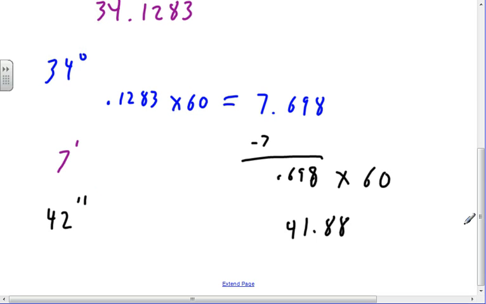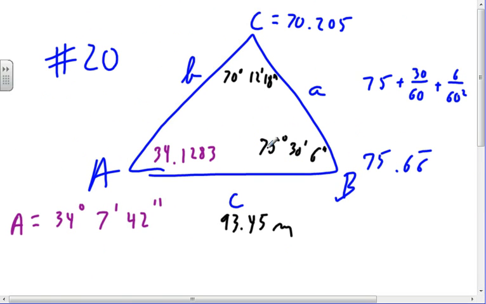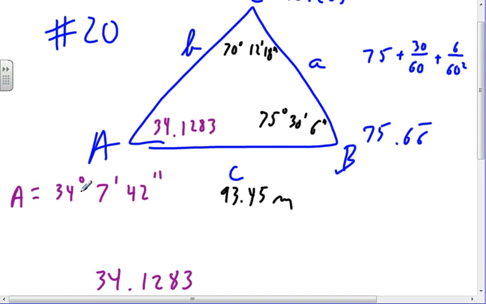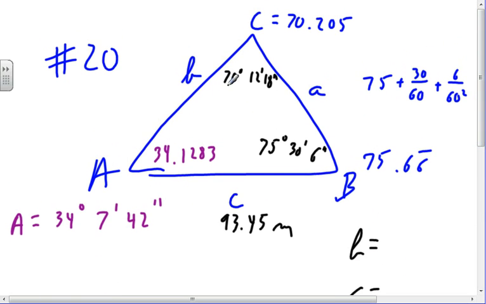Just like when I had 75 degrees, 30 minutes, 6 seconds, I said 75 plus 30 divided by 60 plus 6 divided by 60 squared. Now I'm multiplying to go the other way. So now I've got A, I've got B, I've got C. I'm still looking for little b and little c. I'm sure I could put this in degrees, minutes, and seconds using those symbols in my calculator, but I like decimal degrees better.